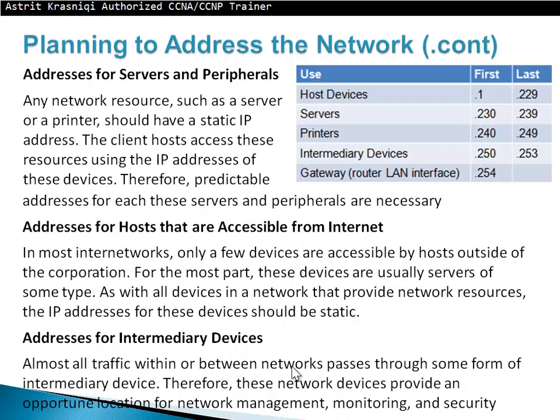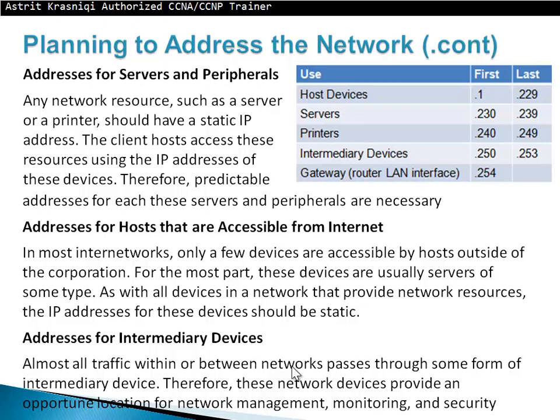Addresses for servers and peripherals. Any network resources, such as servers or printers, should have a static IP address. The client host accesses these resources using the IP address of these devices. Therefore, predictable addresses for each of these servers and peripherals are necessary. Addresses for hosts that are accessible from the internet. In most internetworks, only a few devices are accessible by hosts outside the corporation. For the most part, these devices are usually servers of some type. As with all devices in a network that provide network resources, the IP addresses for these devices should be static.